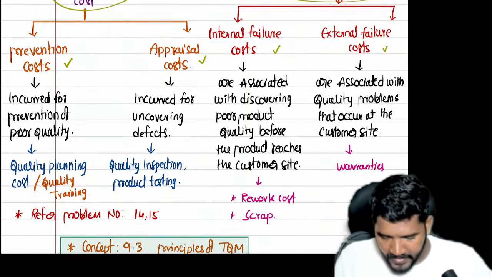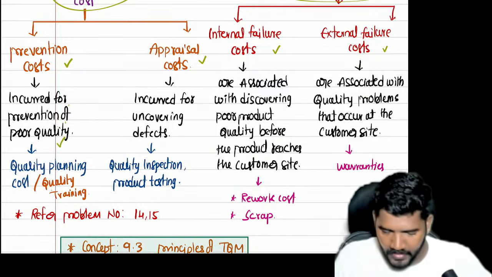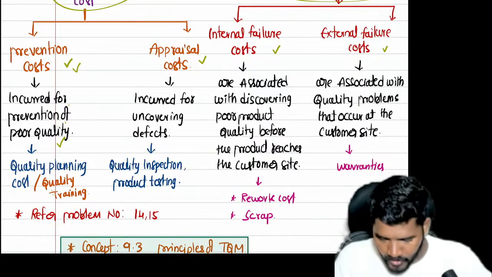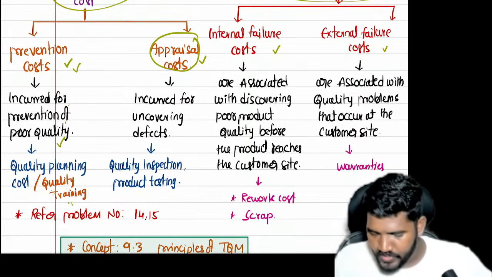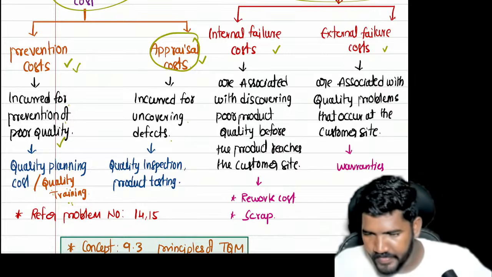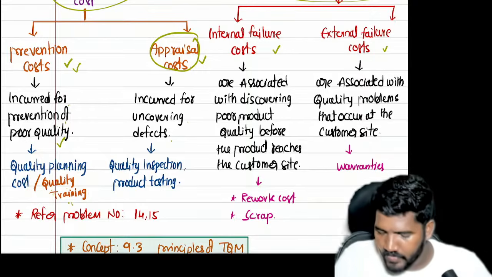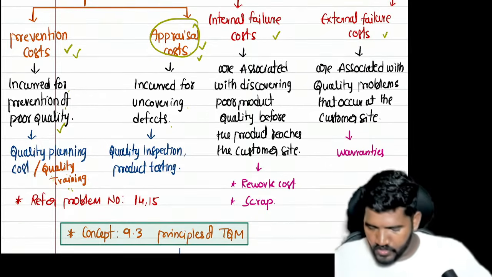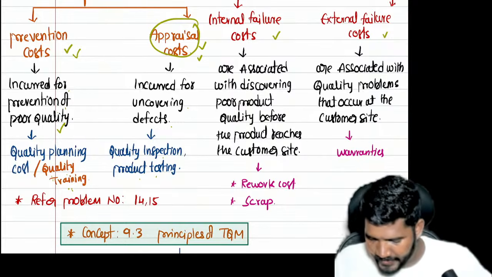Prevention cost means cost incurred for prevention of poor quality. So quality planning cost is nothing but a prevention cost. Examples are quality training also. When it comes to appraisal cost, it is incurred for uncovering defects. What are the costs you use for uncovering defects? That all is covered under appraisal cost. So examples are quality inspection, product testing.